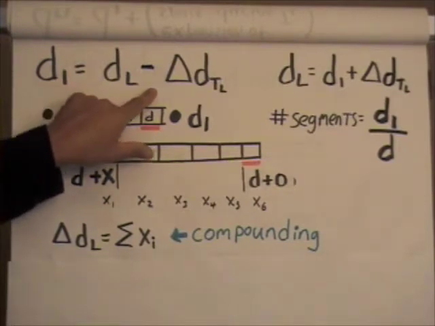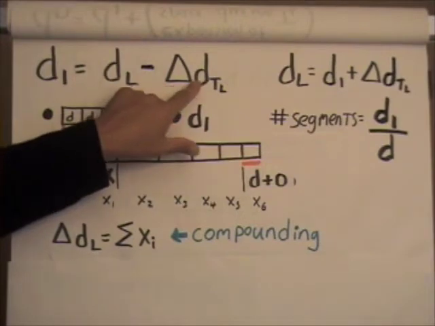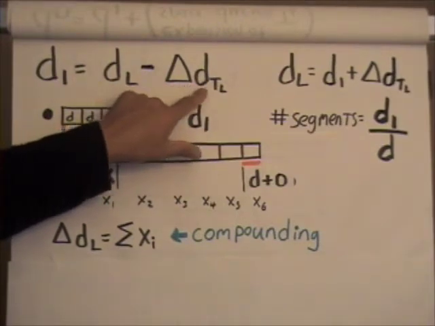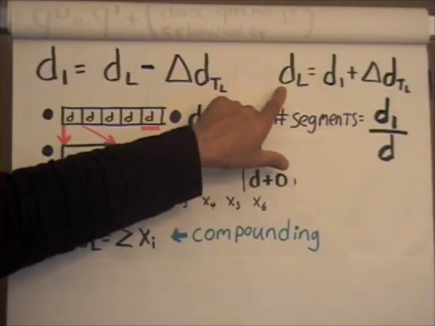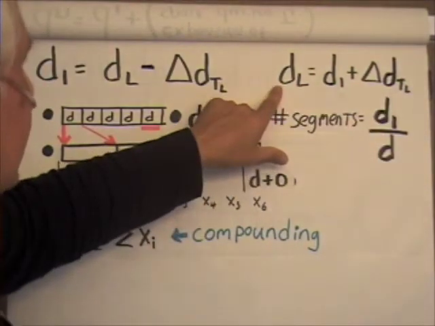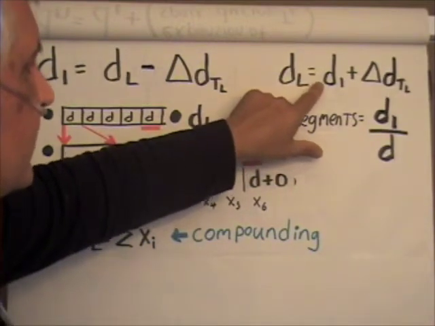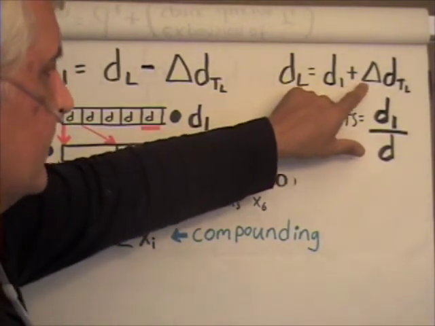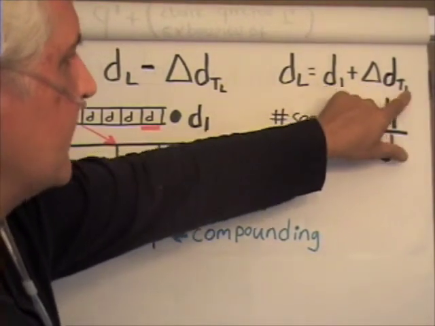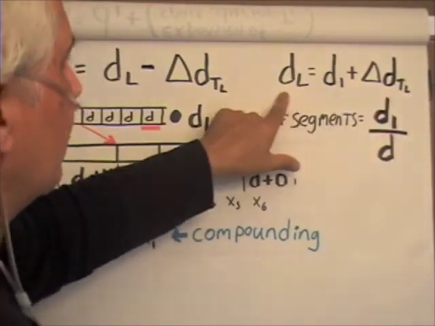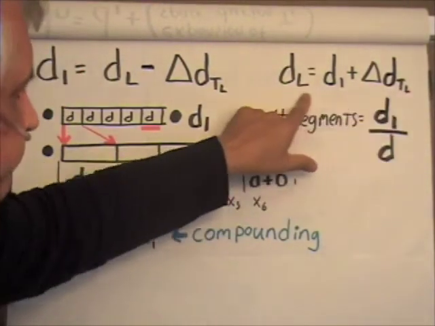We already know dl from the observed data. So then all we have to do is find a way of calculating the change in the distance that light traveled. Now this formula can be rearranged like this to say dl, the distance light traveled, equals d1 plus the change in the distance that light traveled during the time it was traveling. And we just note that because that'll be useful later.